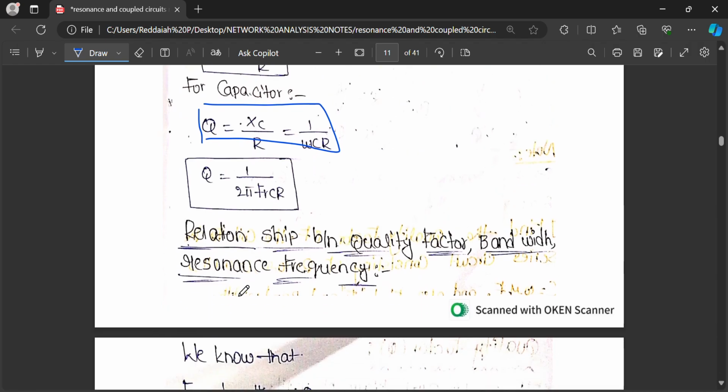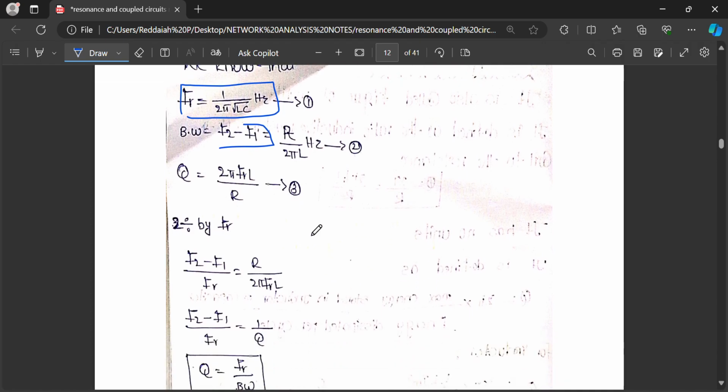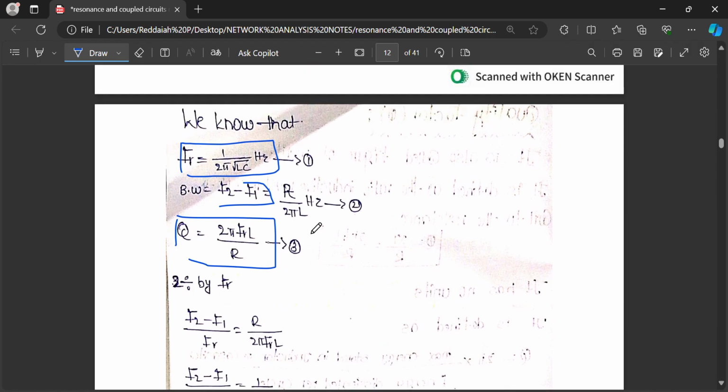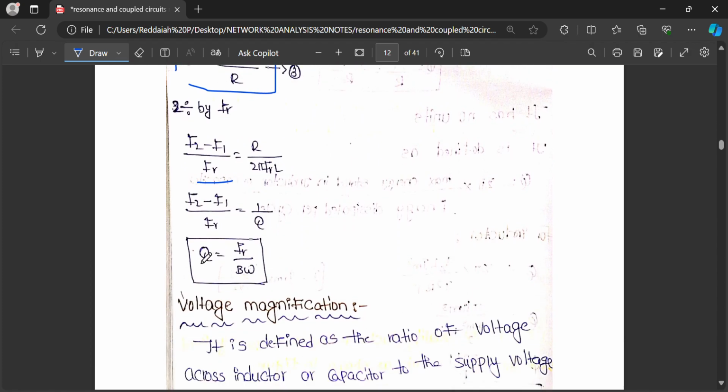Relationship between quality factor and bandwidth at resonance frequency. Write the relation between quality factor and bandwidth. You know that resonance frequency is 1 by 2 pi root LC. Bandwidth is f2 minus f1, and quality factor Q equal to 2 pi FL by R. Divide the two equations: bandwidth f2 minus f1 by resonance frequency fr equals R by 2 pi FL, then you will get quality factor equal to resonance frequency by bandwidth. This is the relation. This 2 marks question will come. Write or derive the relation between quality factor and bandwidth. Quality factor Q equal to resonance frequency by bandwidth.